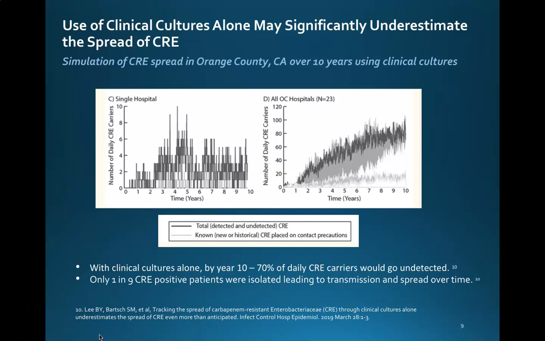And so in the graphic below, the dark black lines indicate total cases, both detected and undetected cases of CRE. The light gray lines on the bottom indicate those patients that were detected through clinical cultures. And the dark solid gray area indicates all the patients that would remain undetected. And so with clinical cultures alone, the team estimated that by year 10, 70% of the daily CRE carriers would go undetected, that only 1 in 9 CRE positive patients would be isolated, leading to transmission and spread over time.